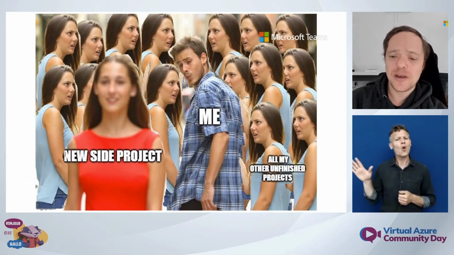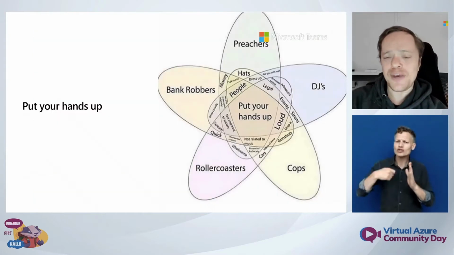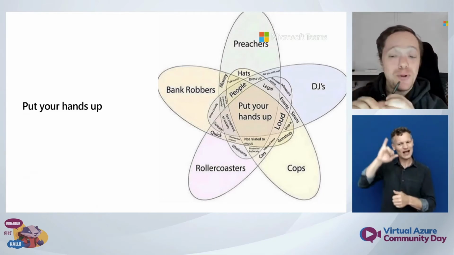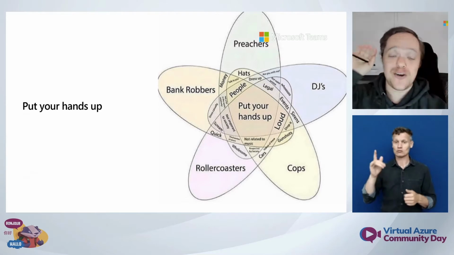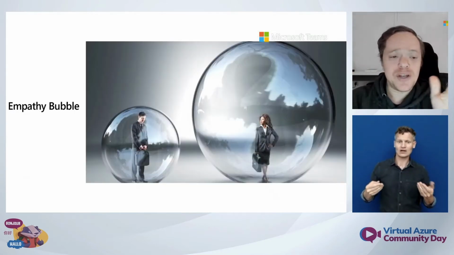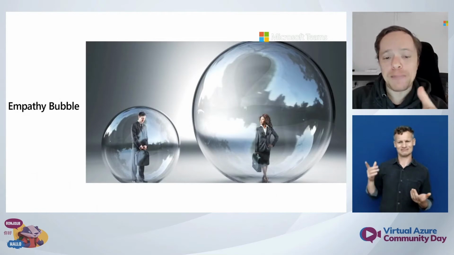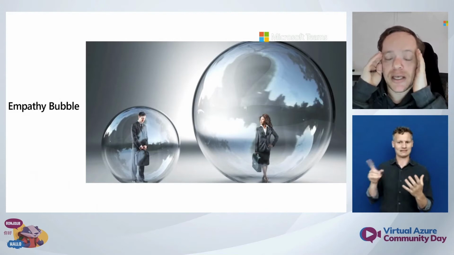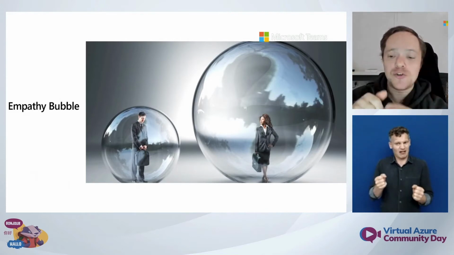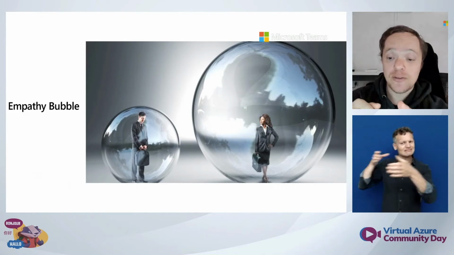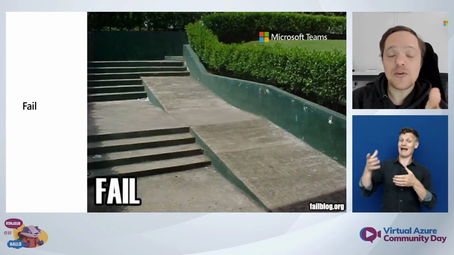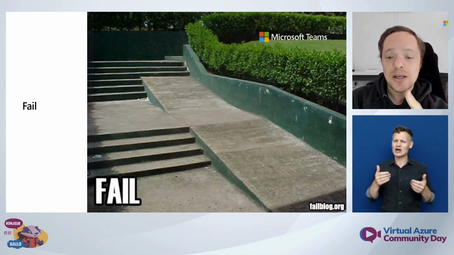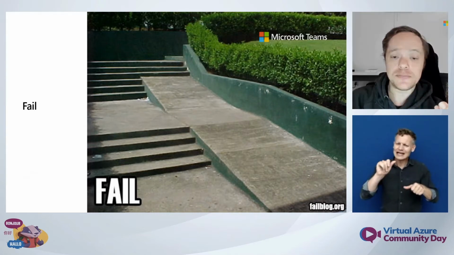And what that does with these side projects is that instead of Ikigai, where you put your hands up to solve the world's empathy problems, the only people who are putting their hands up are preachers, bank robbers, DJs, cops, and roller coasters. We live in an empathy bubble. And that bubble is created because we can't take our mindset into the individuals who are experiencing those accessibility issues. And as a result, instead of Ikigai and the agile process, we fail in the inability to create accessible software.